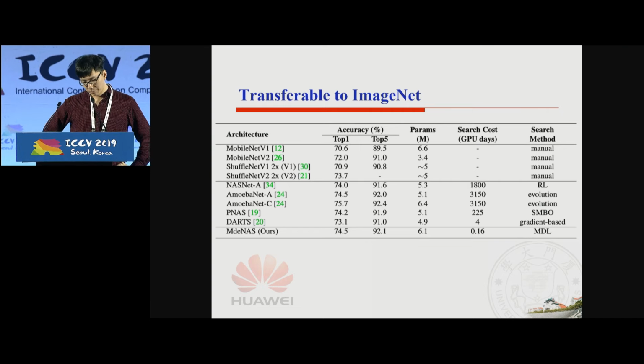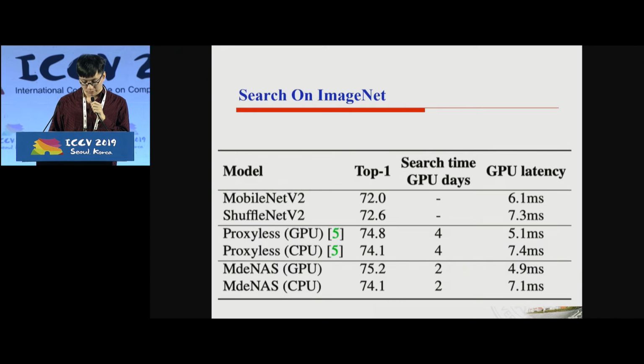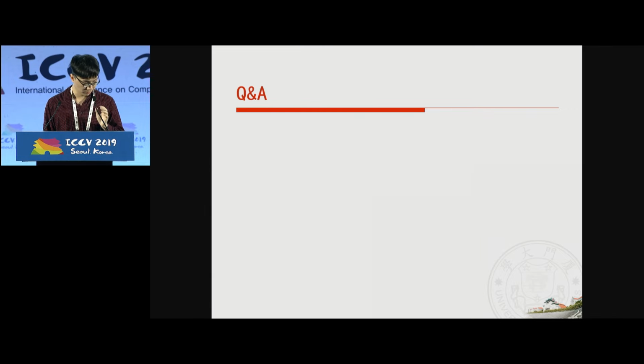And since our search time is very small, we can directly search our algorithm on ImageNet. And this table shows the results. We directly search the architectures on the ImageNet. And we reported the search cost and top one accuracy on a single V100. Thank you very much.